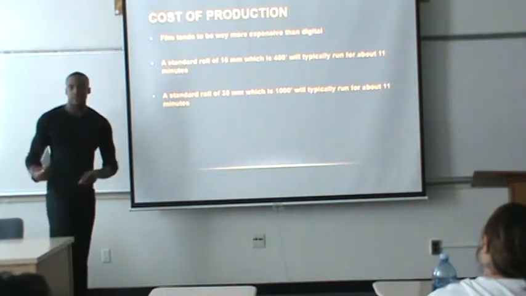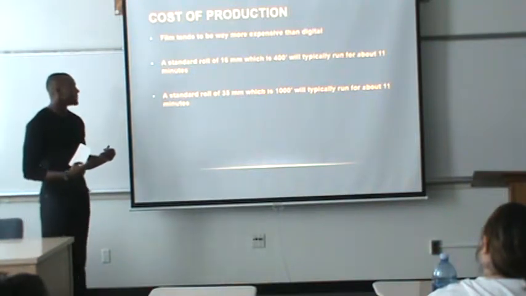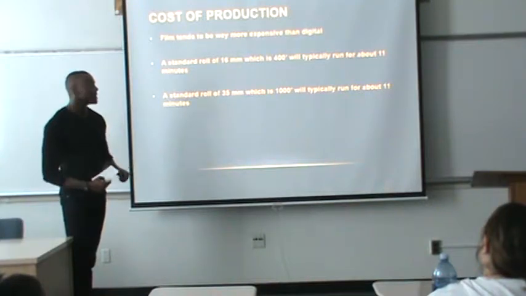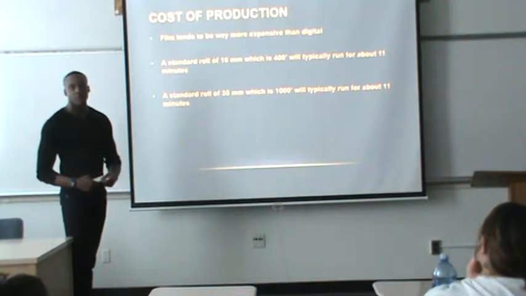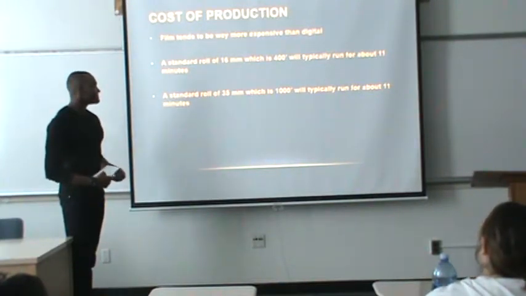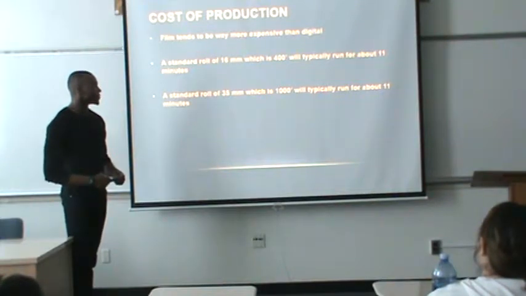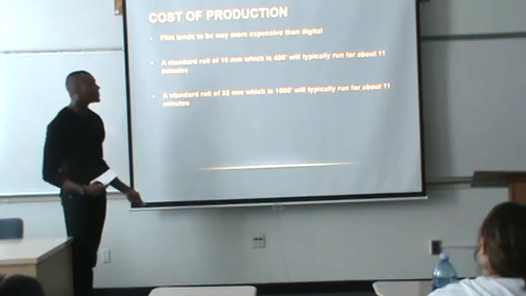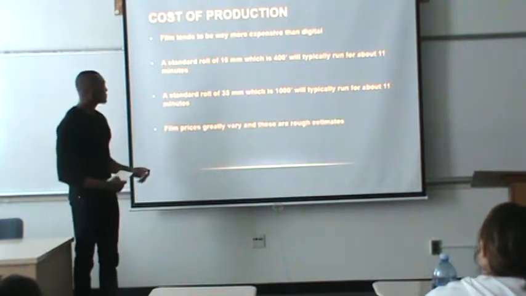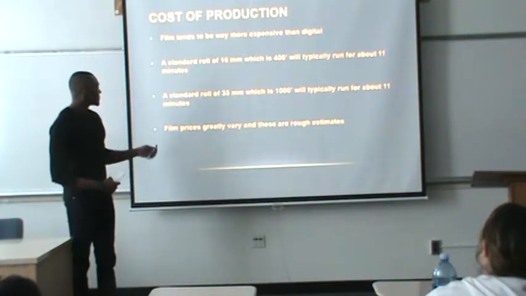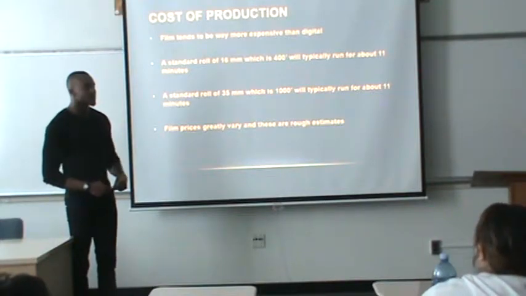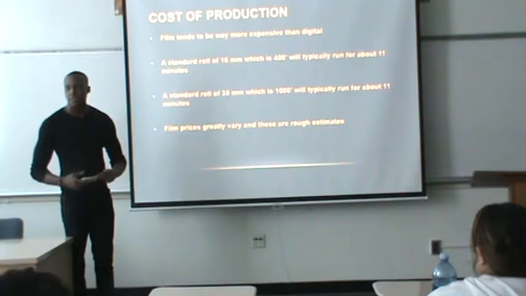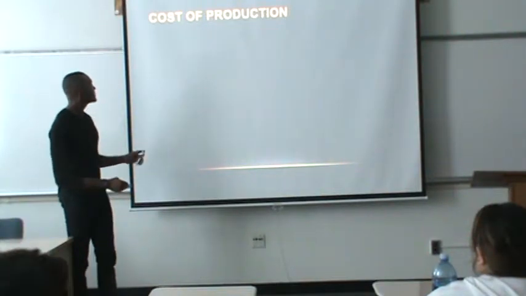35 millimeter film is what actual movies that we see on the big screen are shot on, which are more expensive. It'll run you about $800 per roll. And again, 45 rolls of that is only going to get you about an hour and a half movie. So you can see how the cost will constantly run up. Film prices tend to vary because film isn't used that much, so people can set different prices. With digital, you have a bit more stable market.